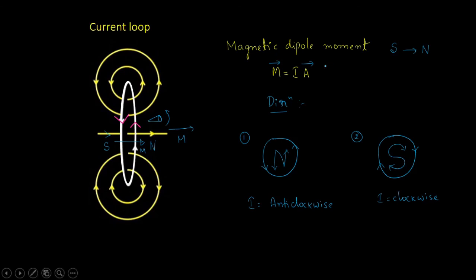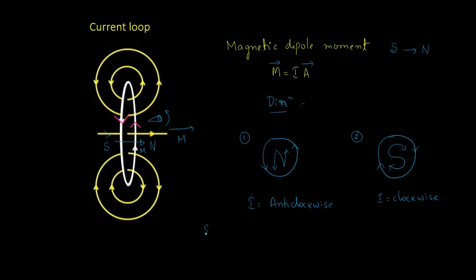What we need to understand here is that even though the current loop behaves like a magnetic dipole, there is no true north pole or south pole separately. There is only one loop, and it has two faces. One face will be acting like a north pole and the other face will be acting like the south pole. So that is the direction of the magnetic dipole moment in case of a current loop.